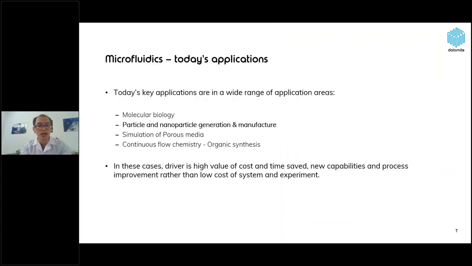Today, there is a very wide range of application areas, including molecular biology, simulation of porous media, for example, and continuous flow chemistry. Now people focus more on particle and nanoparticle generation and manufacture. It's a very hot topic at the moment. With microfluidic applications, the driver is high value, cost and time savings, new capabilities and process improvement, rather than low cost of system and experiment.